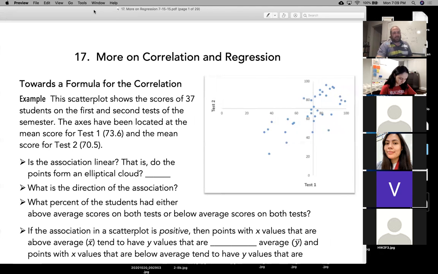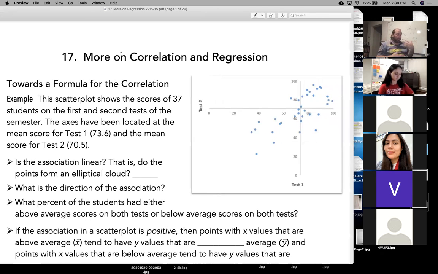And what we did last chapter is we talked about it qualitatively, but we didn't actually figure out a way to compute it. And that's what we're going to do this chapter. We're going to actually come up, it says, towards a formula for the correlation. So let's look at this example here. It says, this scatter plot shows the 37 students on the first and second tests of a semester.